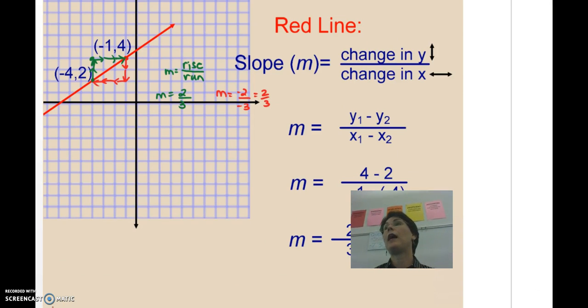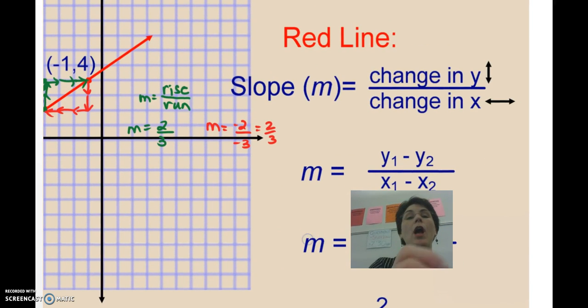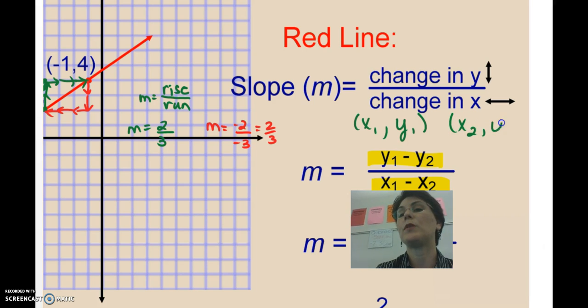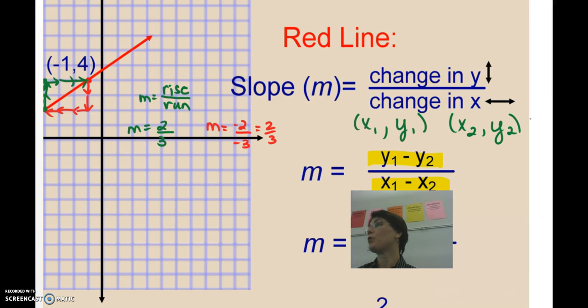Another way to figure out the slope between two lines or 2 points on a line is to use a formula. So we have this formula, m equals y1 minus y2 over x1 minus x2. And all that means is you take your two ordered pairs and you look at them as (x1, y1) and (x2, y2).